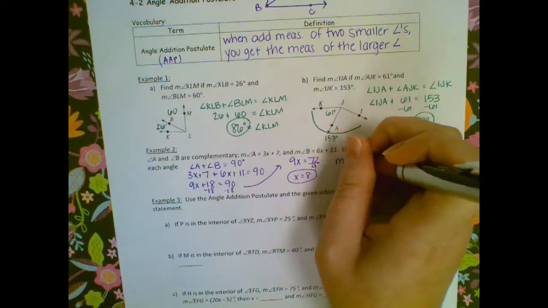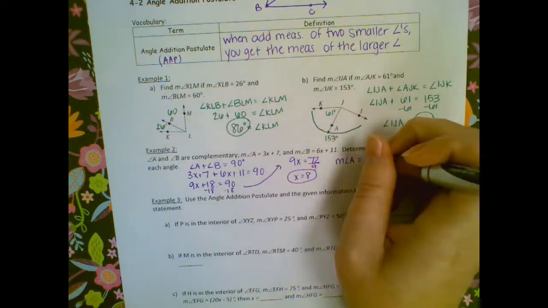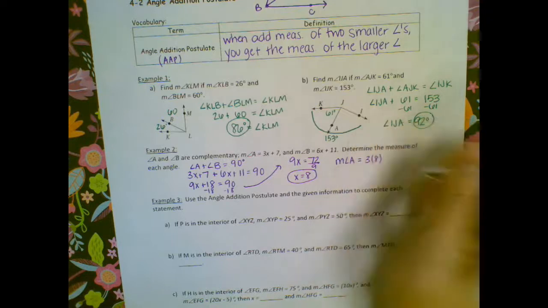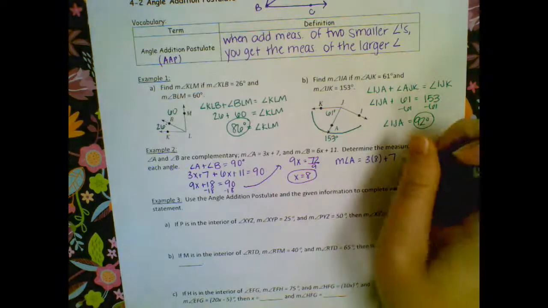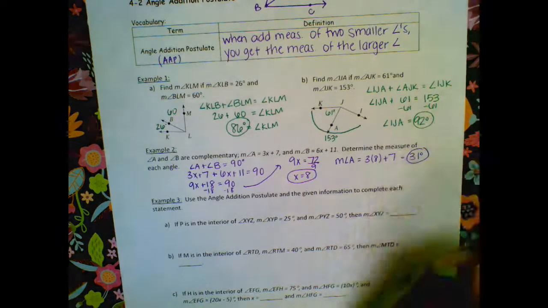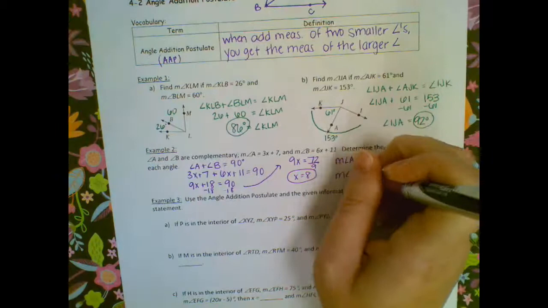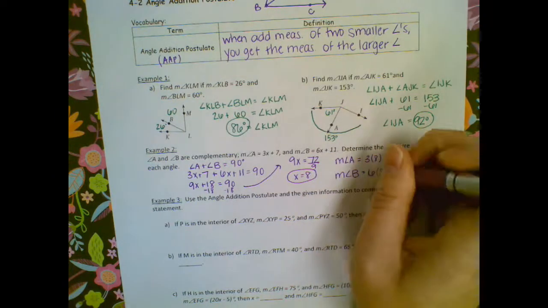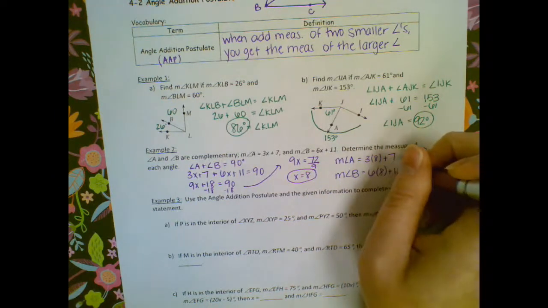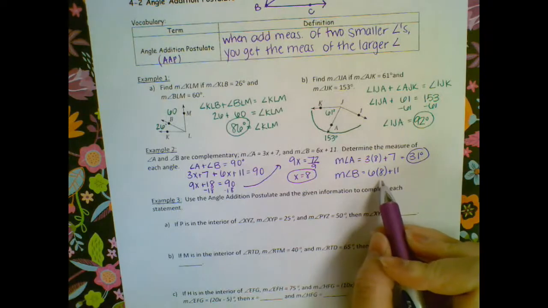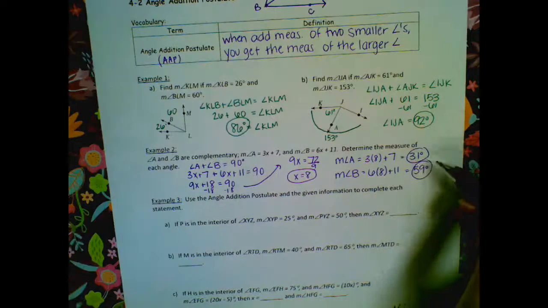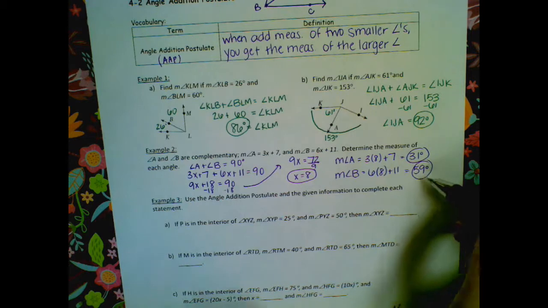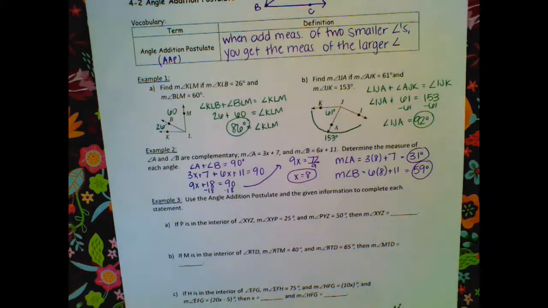So if I'm talking about angle A, A is 3 times x, which we know is 8, plus 7. Well, 3 times 8 is 24, plus 7 is 31 degrees. And angle B, which is 6 times x, or 8, plus 11. 6 times 8 is 48, plus 11 is 59 degrees. And if you double check over here, 31 and 59 do add up to 90 degrees, so they are definitely complementary.